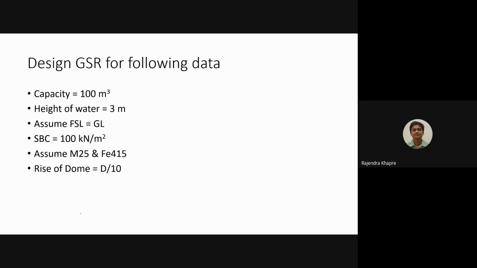Then another parameter is given to you, that is the rise of the dome, which is the diameter of the dome divided by 10. In short, we are going for a structure which has a dome covering. Slab covering we will cover in some other portion. Here there is a dome, and a dome is a curved structure, and we have to give the rise for that. That rise is given as 1/10 of the diameter of the tank. So this is the data which is already given to you.